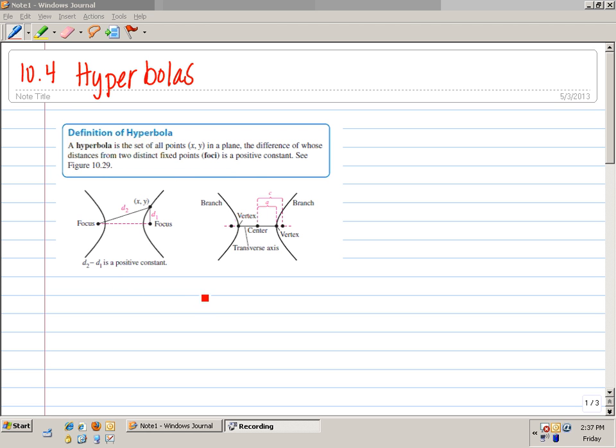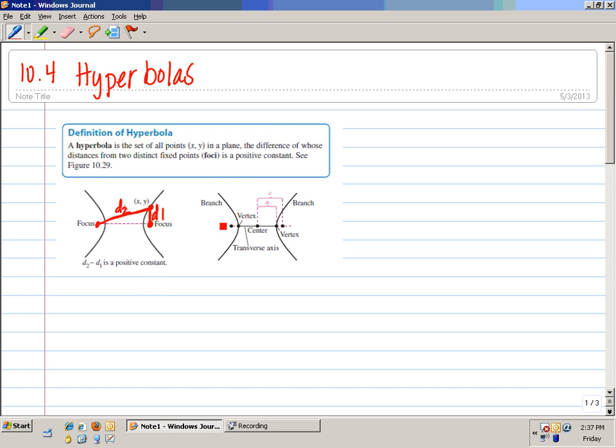So if we look at our diagrams, what they're talking about is we have our focus and our focus. And then we're given a point that sits on the hyperbola. So this part, D1, that represents one of our constants. And then the distance from the opposite focus to the given point is D2. When we subtract these differences, we get a positive constant.